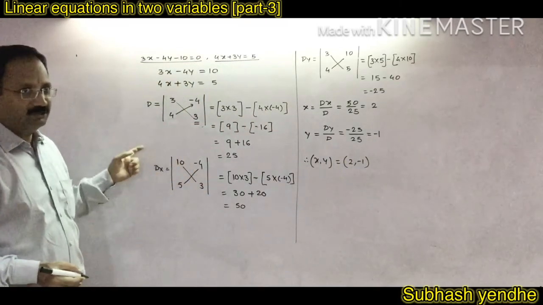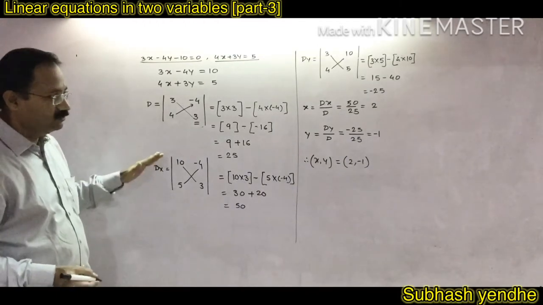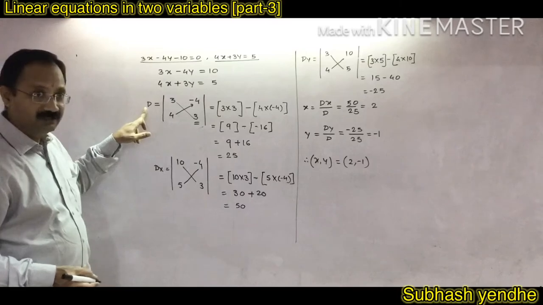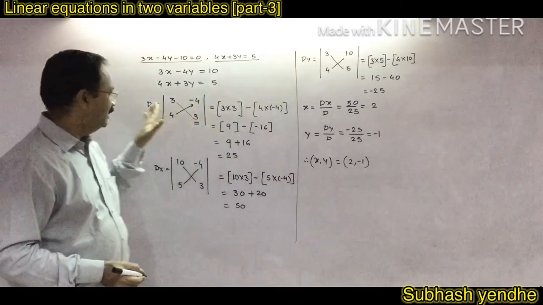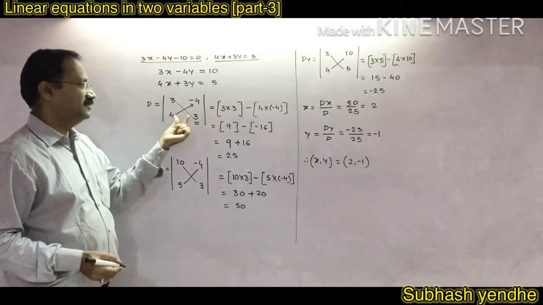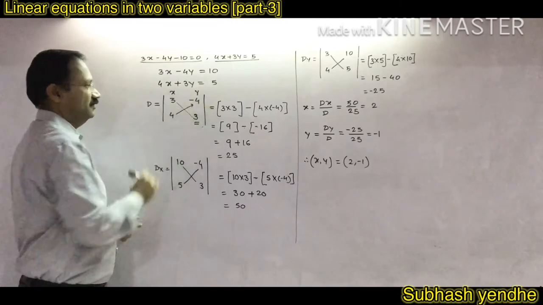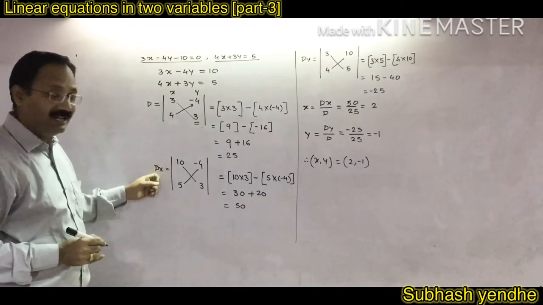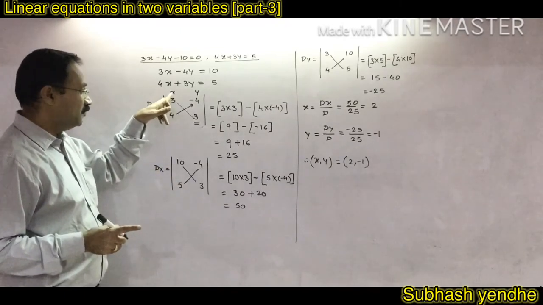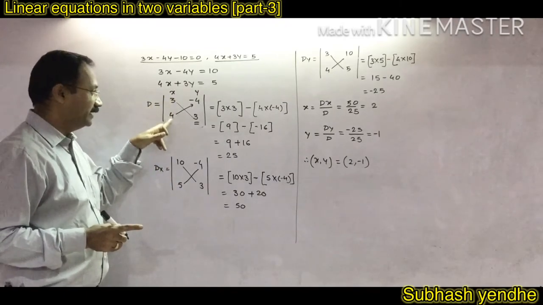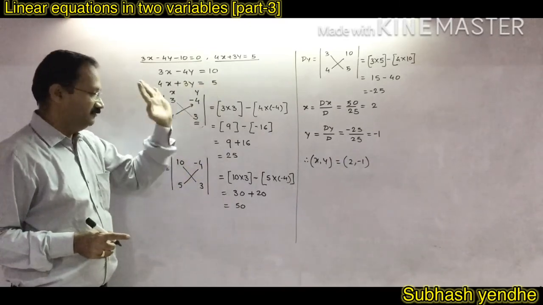So here, you have to remember one thing I am going to tell you. For Cramer's rule, you have to find three values: D, Dx and Dy. D means the coefficients of x and y. These are the coefficients of x, these are the coefficients of y. For Dx, I told you the idea: delete x. Delete x means don't write the values of x. You have to write the values of y and the remaining values 10 and 5.